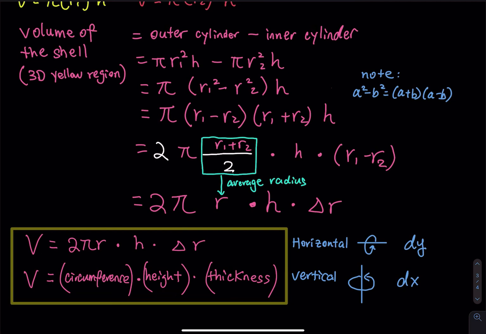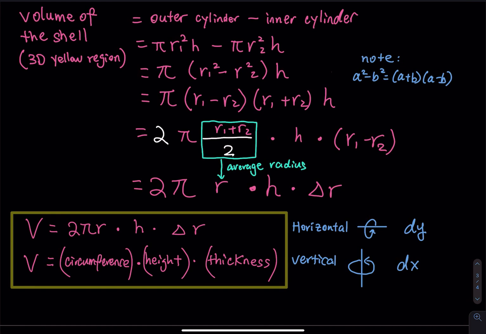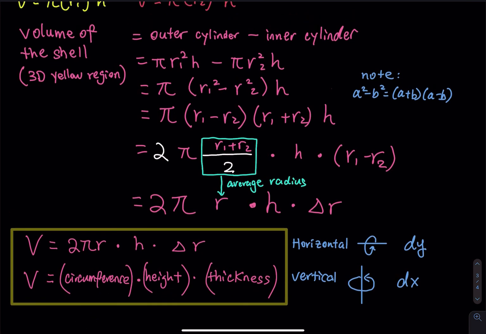So for the shell method, if the revolution axis is horizontal, then you will be using a dy integral. If the revolution axis is vertical, then you will be using a dx integral. So that is the concept. And when you set up an integral to find the volume using the shell method, you have to find the circumference, the height, and the thickness. So this is only a formula. Regarding the detail of the shell method, I have to break this down into multiple videos, which means you will have to watch the next video. And that is also the end of this one.